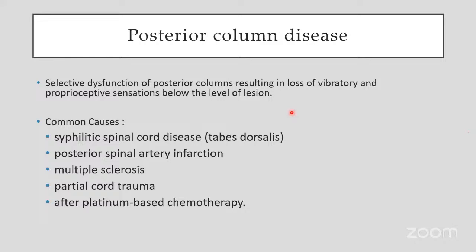If there is selective dysfunction of the posterior column, the causes are further narrowed down: tabes dorsalis, posterior spinal artery infarction, as it supplies the posterior 1/3 of the spinal cord, MS, partial cord trauma, and after platinum-based chemotherapy.